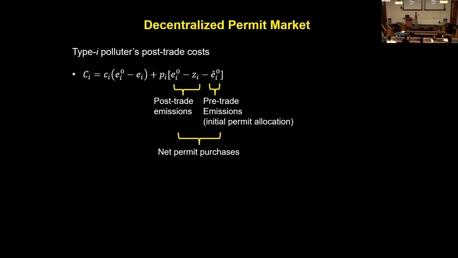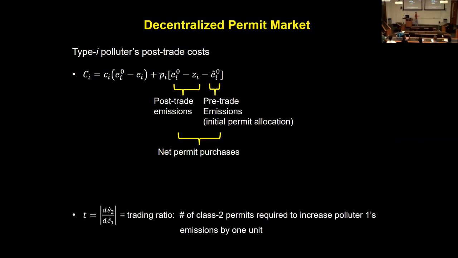Polluter type i's post-trade abatement costs look the same as before. Abatement costs plus the value of their net permit purchases. So it's either a cost if they buy more emissions, a cost for polluter one, and a benefit for polluter two, their sales. Well, there's my trading ratio. The trading ratio is just the change in the number of class two permits required to increase polluter one's emissions by one unit.